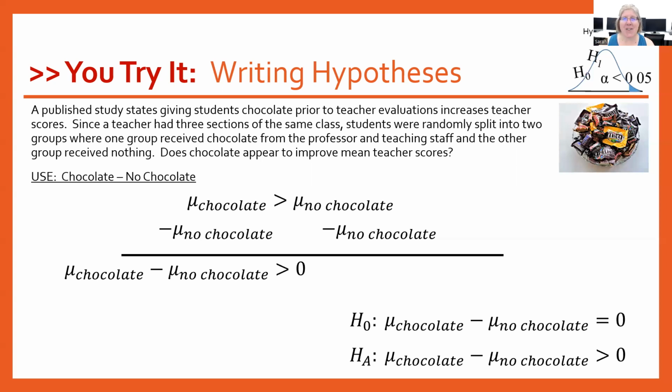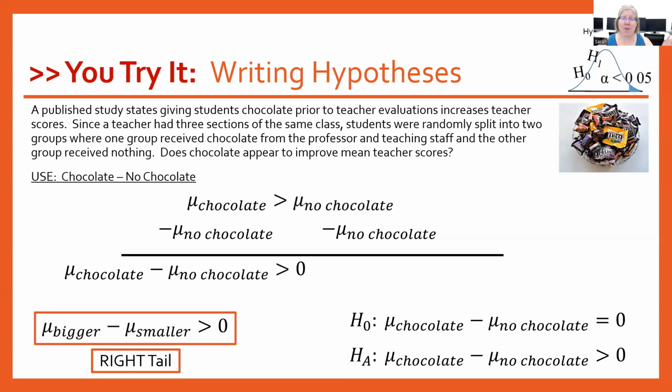So let's do a general version of this. If the number that is listed first with the mean is something you think is bigger, then it's just going to be greater than 0, and this will be a right tail test. Okay. All right, so let's look at a left tail version.